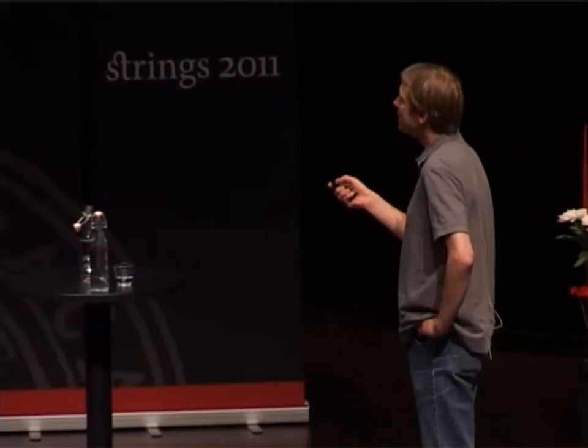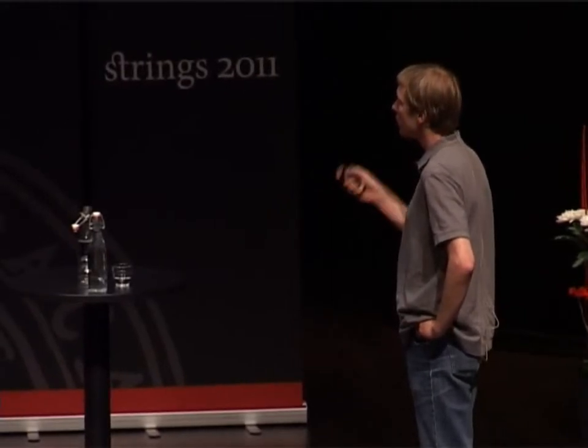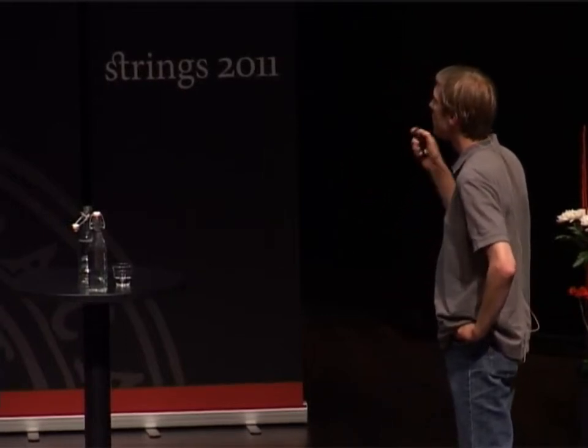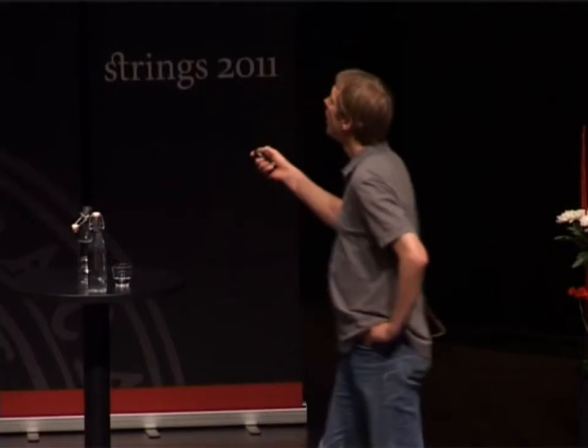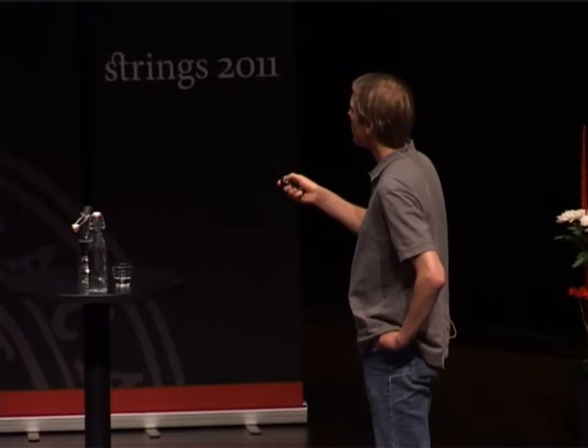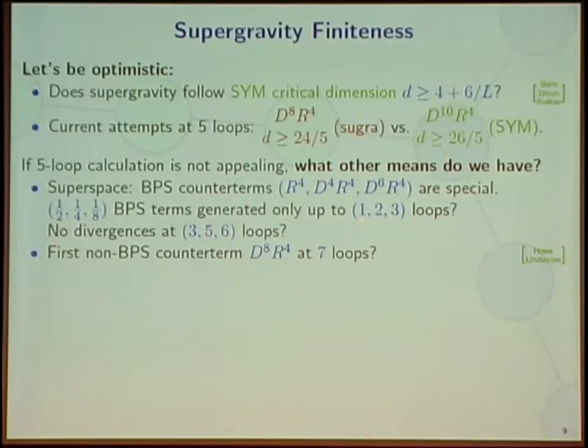But one can also think about superspace. These first few counterterms are all BPS, and BPS is always something very special, something that comes along with certain protectedness. There is, I don't know if it's a conjecture or fact, but all these BPS counterterms apparently can appear only up to 1, 2, and 3 loops. And in particular, they would not give rise to divergences at 3, 5, and 6 loops. So if one could make this a firm argument, then this would establish that the theory is finite up to 7 loops.